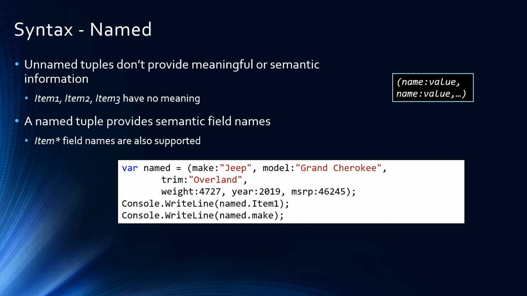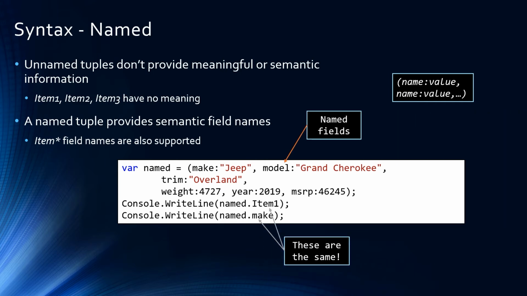In the example we have here, we've now created a make, model, trim package, the gross weight, the MSRP, the year, etc. Before, it wasn't really clear what those fields were. We can access the fields using either the ItemN built-in field names, or we can access them using the named field names like make, model, etc.